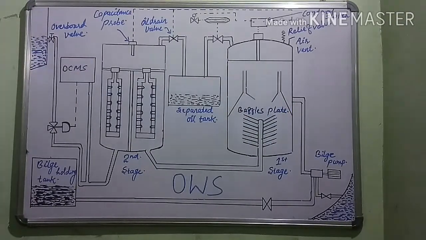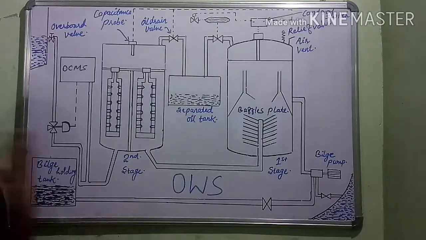A ship generally produces oily water mixtures on a daily basis, which need to be separated from each other before discharging the dirty water out of the ship. The equipment that separates the oil and water from each other is called the oily water separator.